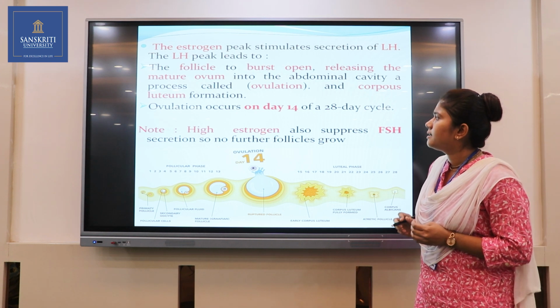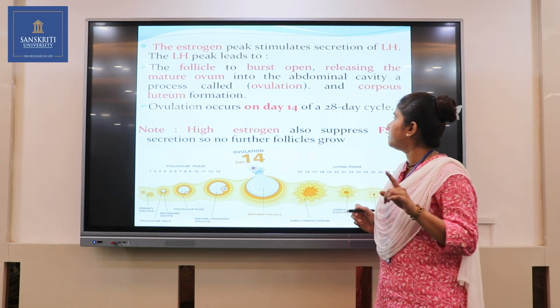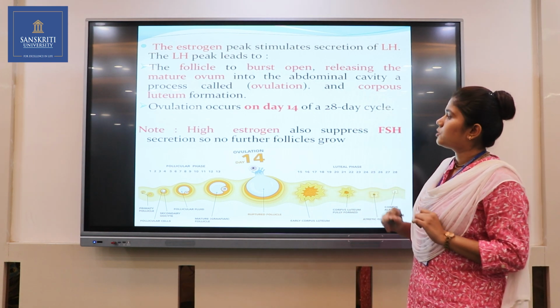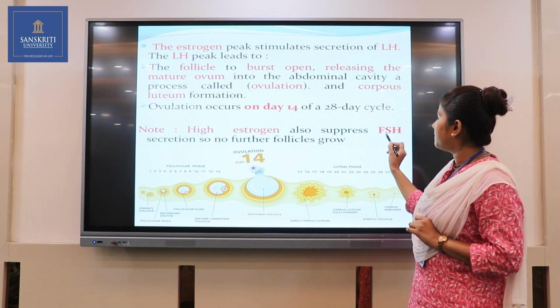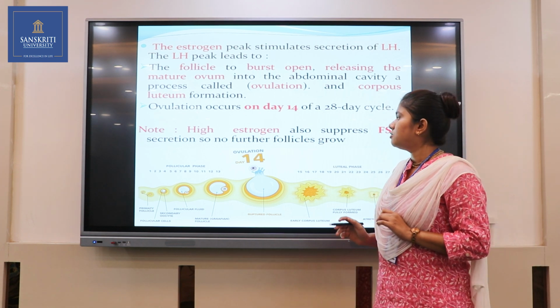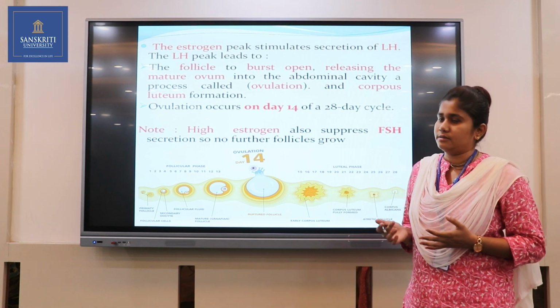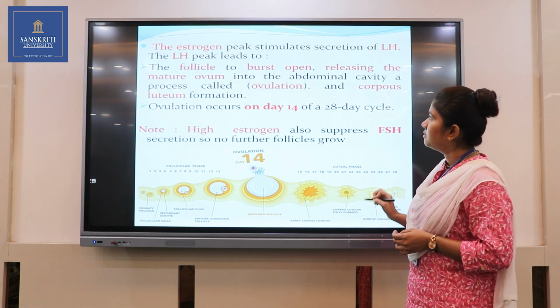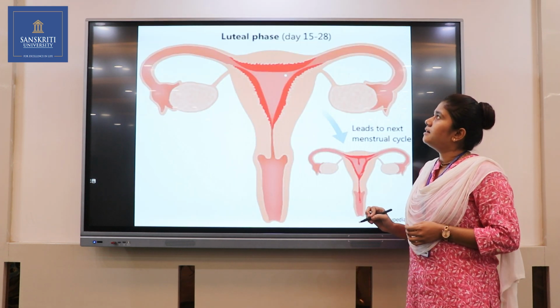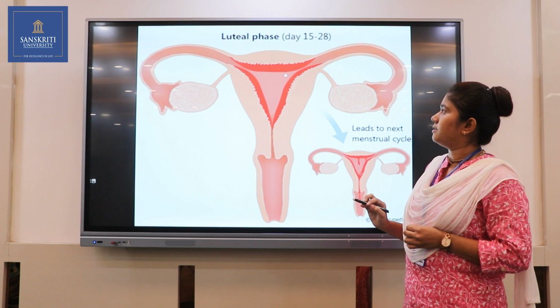And then ovulation occurs on day 14 of a 28-day cycle. The high estrogen also suppresses FSH secretion, so there is no further follicle growth. Okay, then next, the luteal phase, that is days 15 to 28.